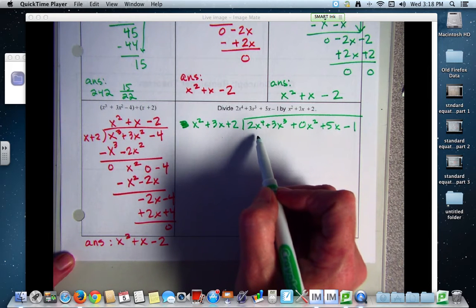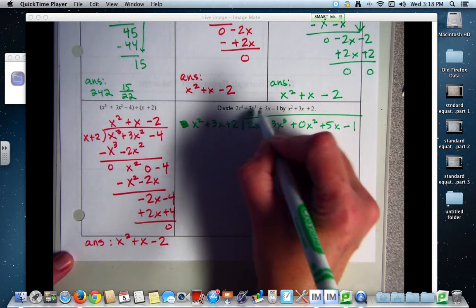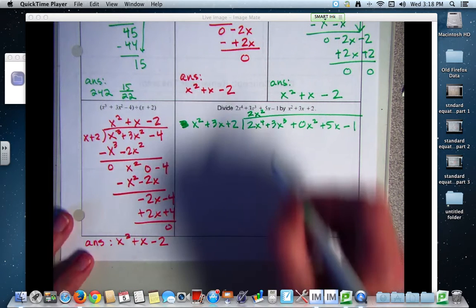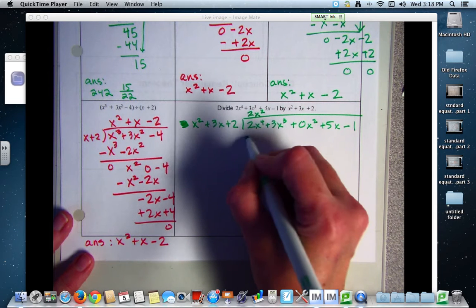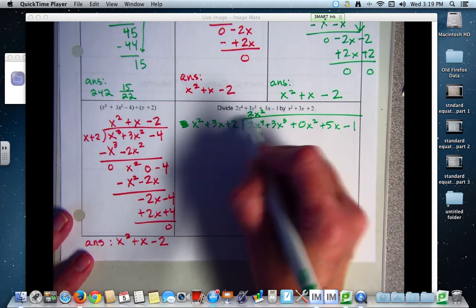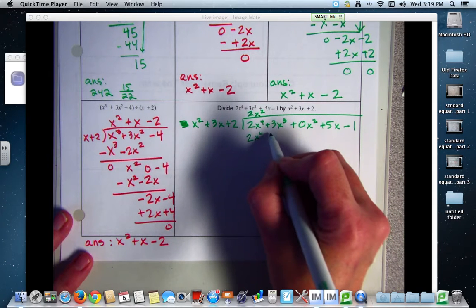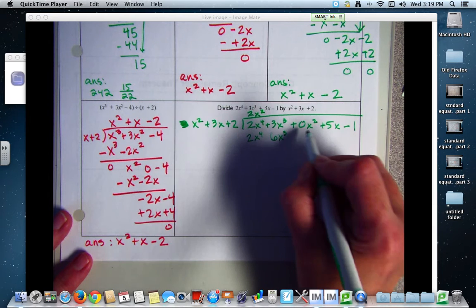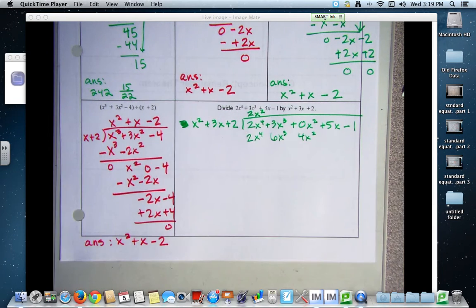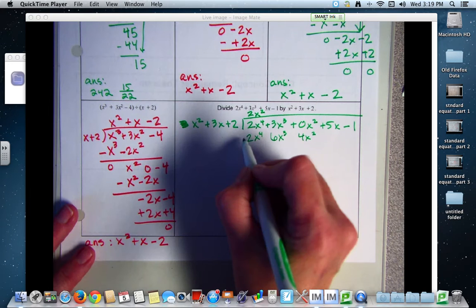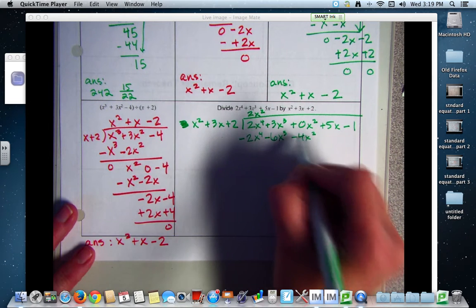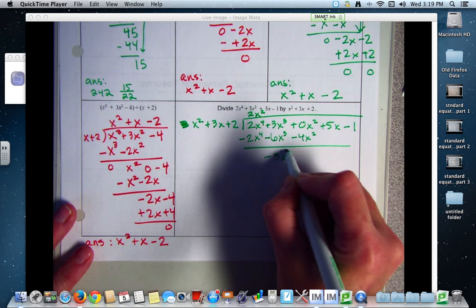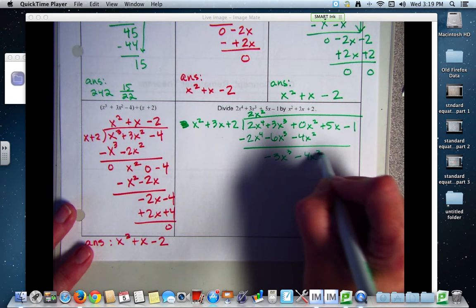X squared goes into 2x to the 4th, 2x squared times. Multiply these together, we get 2x to the 4th, multiply the 2x squared by the 3x, we get 6x cubed, 2x squared times 2 is 4x squared. Subtract everything. Negative 3x cubed minus 4x squared, bring down the 5x.